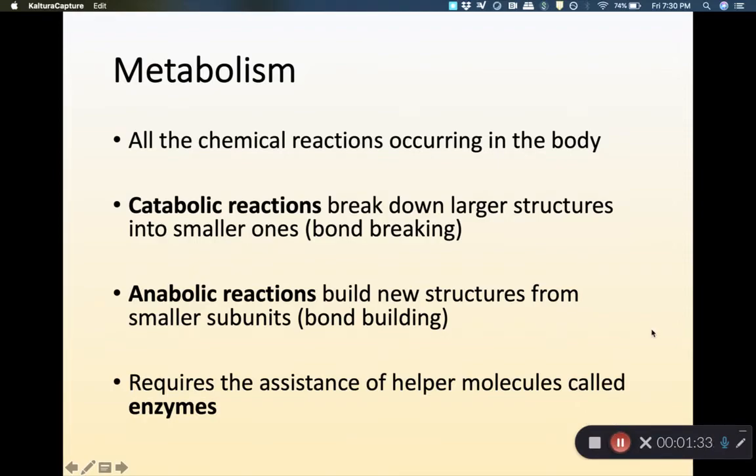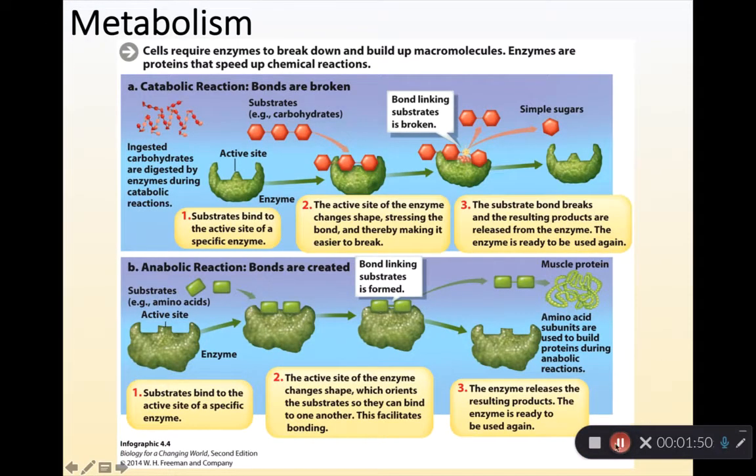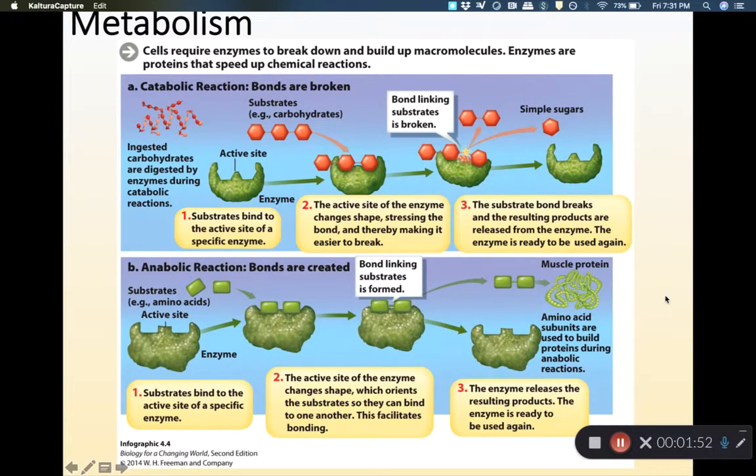And both of these types of reactions require the assistance of helper molecules called enzymes. And that's what we're going to be thinking about next, is understanding how enzymes assist in catabolic and anabolic reactions. So what is an enzyme? Enzymes are proteins that can help speed up chemical reactions. And again, chemical reactions are broadly categorized into two types of reactions. Catabolic, where we're breaking chemical bonds, and anabolic reactions, where bonds are created.